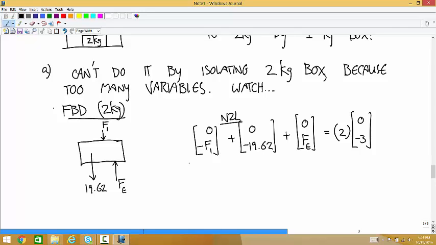Okay, so we have 2 equations. The first one, the x equation, says 0 plus 0 plus 0 equals 0. So that doesn't help us. And then the second equation says negative F1 minus 19.62 plus Fe is equal to negative 6.